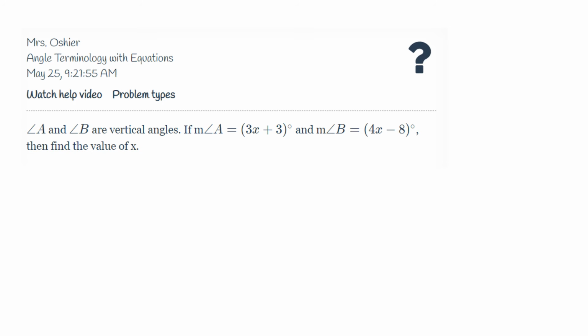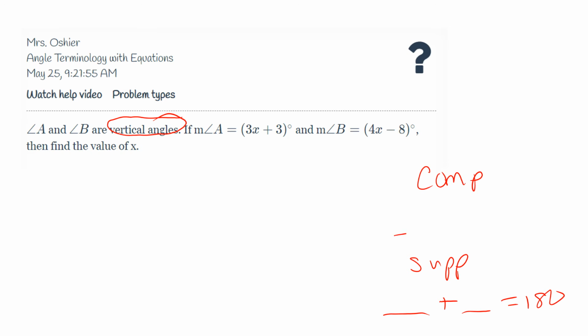The next one, now this vocabulary word can change here. So they can give you vertical angles, they could give you complementary angles, or they could give you supplementary. For complementary angles and supplementary angles, you would set two things up: add them to equal 180 for supplementary. For complementary, you're going to add the two angles and set them equal to 90. And for vertical angles, you would set them equal because that's the relationship that vertical angles have.